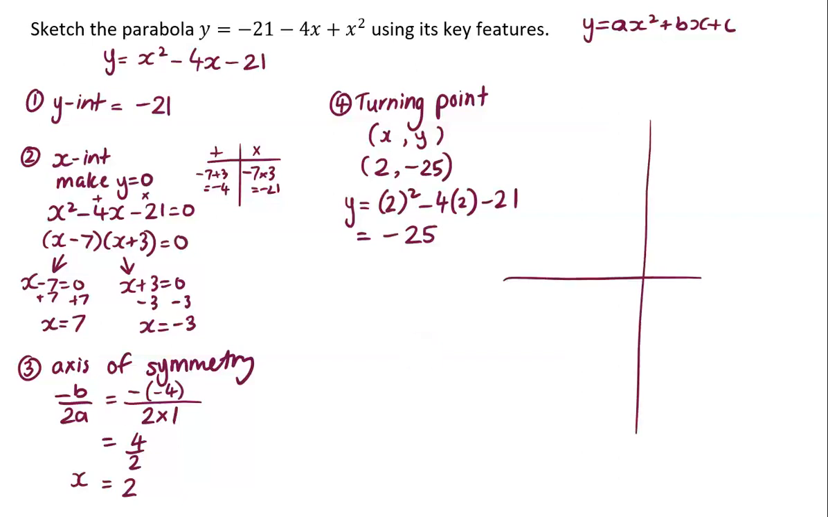Let's draw in our y and x axis. The y-intercept is negative 21. Put that down here, negative 21. The two x-intercepts are negative 3 and 7. And there and there. Our axis of symmetry is at x equals 2. And our turning point was at the point x equals 2 and y is minus 25. So put that down here, 2, negative 25.